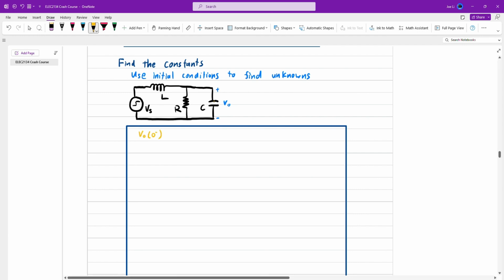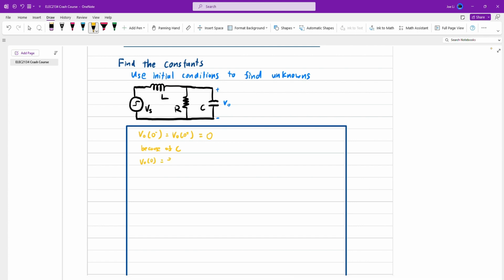V0 at 0 minus is going to equal V0 at 0 plus, because the voltage across the capacitor, which is this one, doesn't change instantly. So this is going to equal 0, because before the step, this is 0 volts, and everything in here should be 0 volts. So this is going to be 0 because of C. Now V0, so we get one equation nailed down.